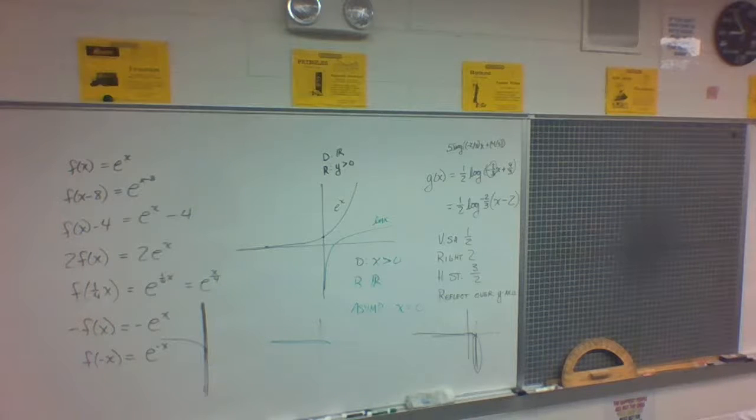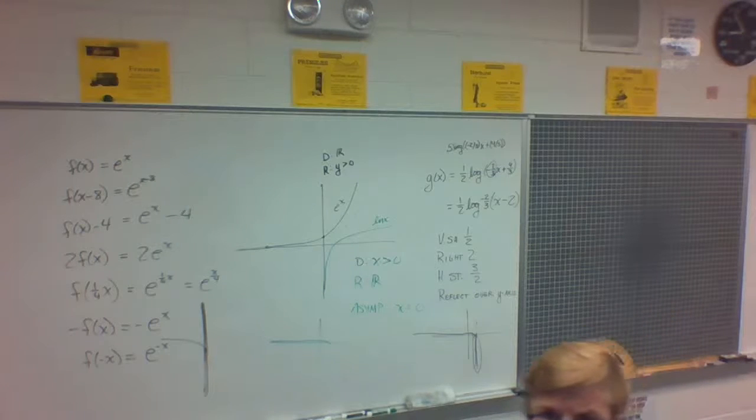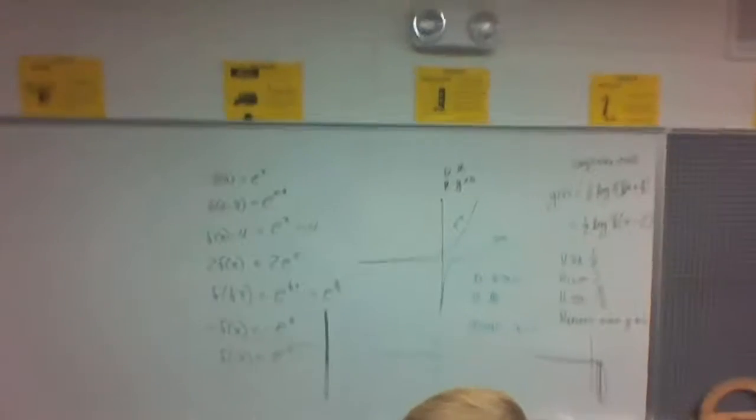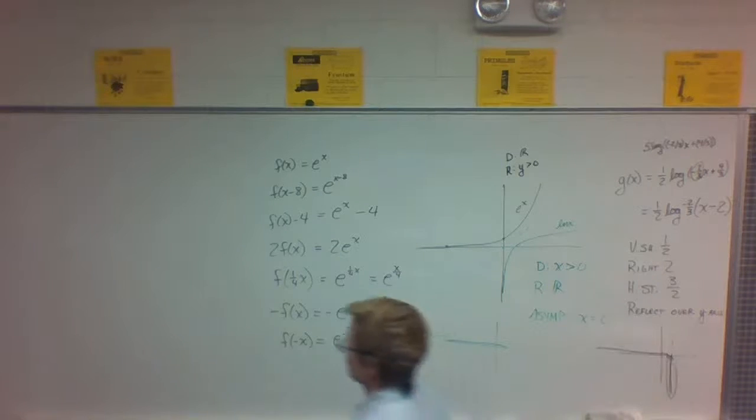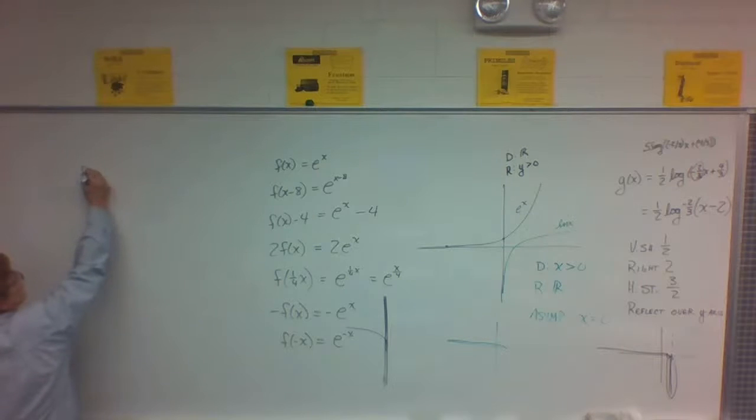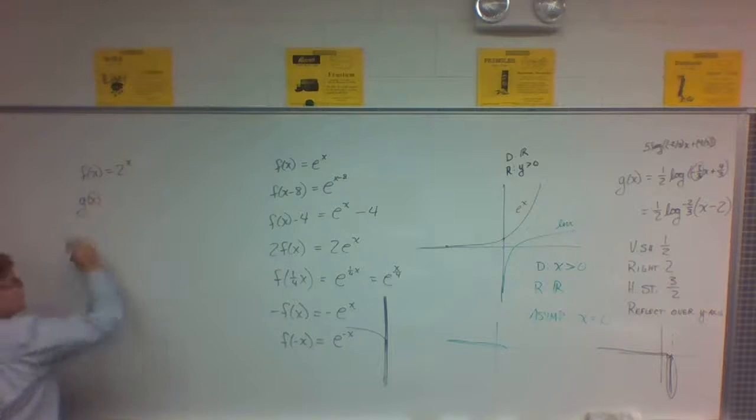Example 5 says, let the graph of g, a new function, be a reflection in the x-axis followed by a translation 4 units right of the graph of 2 to the x. Okay, so we're to write the parent function f of x = 2 to the x, so that's an exponent. Parent function has a 2 in it, that's okay. That's our parent, and we wish to write a g function that has this list of transformations. It's example 5 on page 321 for those watching this.